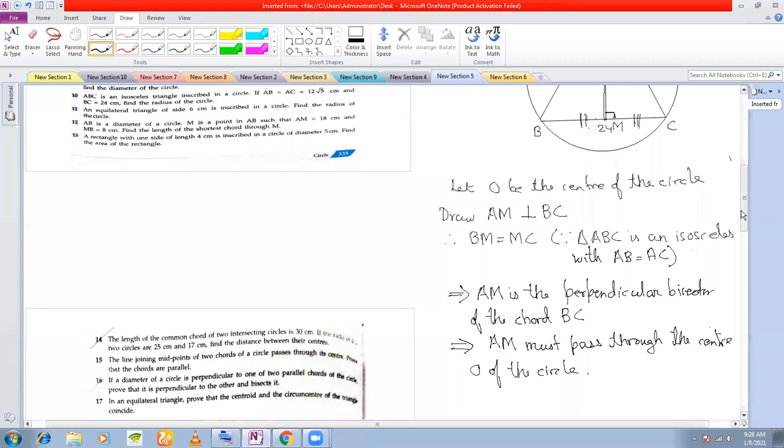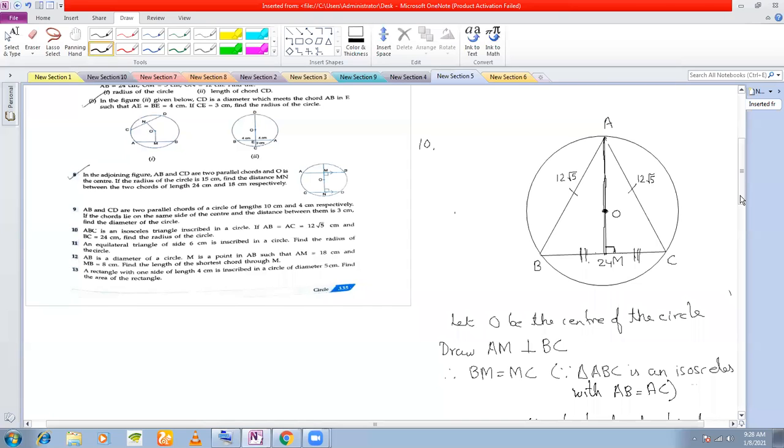Okay, now once we have shown that this AM will pass through the center of the circle, now we can find out the radius. Okay, how? Now we can at least proceed to find out the radius of the circle. How? Now see that this length is 12 centimeters. This length is 12 centimeters because BM is equal to MC, right? If these two are 12 centimeters and this is a right angle triangle AMB, in which AB is your hypotenuse, this is your base.